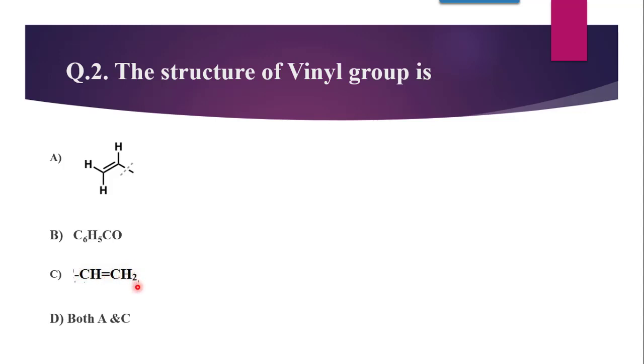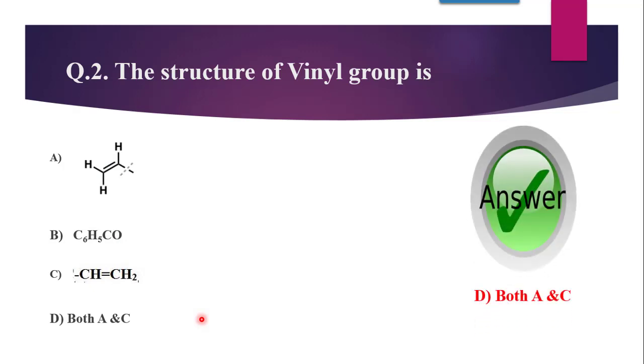So here this vinyl, as you can see, is derived from ethylene by simply removing one hydrogen. So this structure and this structure are almost same. See, this is CH2, they have written it this way, CH2 double bond, then C, this CH, and this is bond. Okay, so it is derived from ethylene. So this is vinyl. So the answer is both A and C.